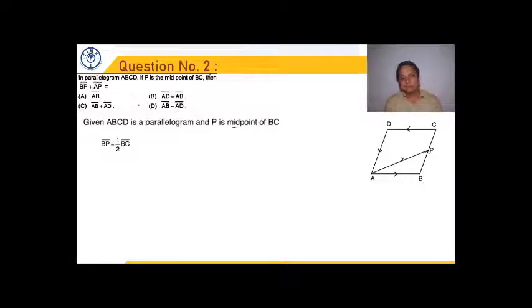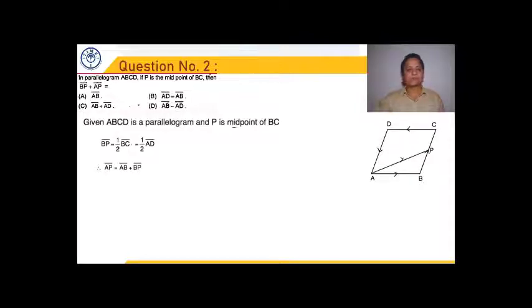We can safely say BP is equal to BC by 2. Why? Because P is the midpoint. BP is BC by 2 vector, length wise. And BC is equal to AD as it's a parallelogram. So we can say BP is equal to AD by 2 also, because in options AD is given.